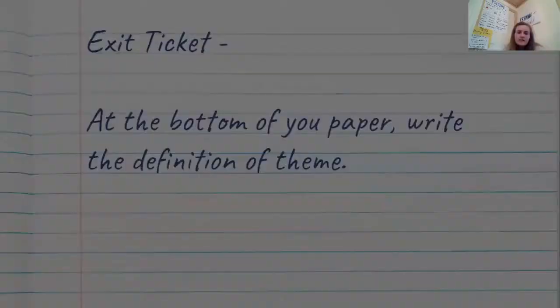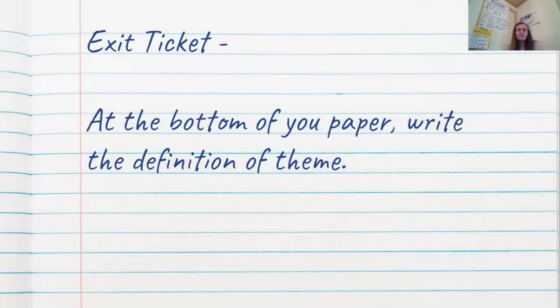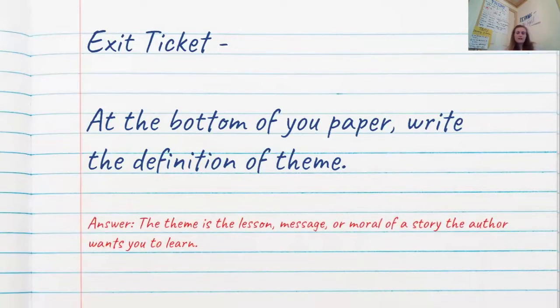All right, so the last thing you're going to do today, on the bottom of your paper, I want you to draw a line underneath of those columns, and I want you to write down the definition of theme. So think back to what we talked about in the beginning of the video and see if you can write down the definition of theme. All right, so the definition you should have written down is the theme is the lesson, message, or moral of a story the author wants you to learn. Or you also could have written down that theme is the heart of the story.